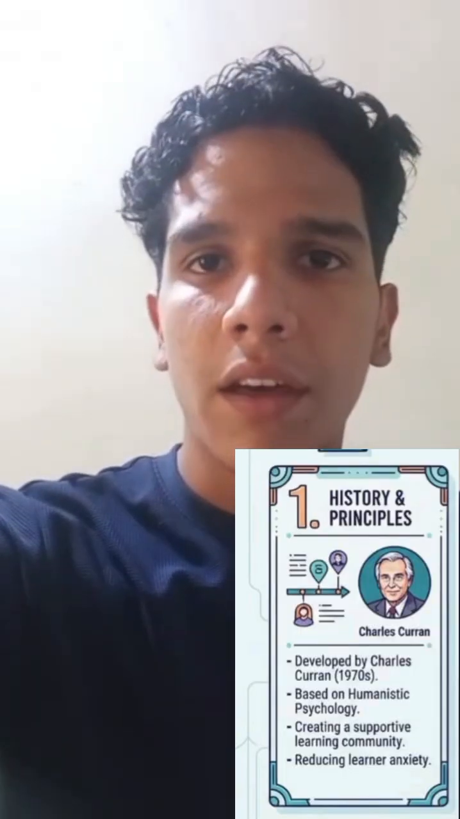Who created this method? A man named Charles Curran created it in the 1970s. Charles Curran was a psychologist and he studied how people feel when they learn, all right? And also he believed that learning is not just about a book, like reading books, no. It is also about feelings. He wanted to help students feel safe and confident and happy while they're learning. And that is why he created this method, CLL.